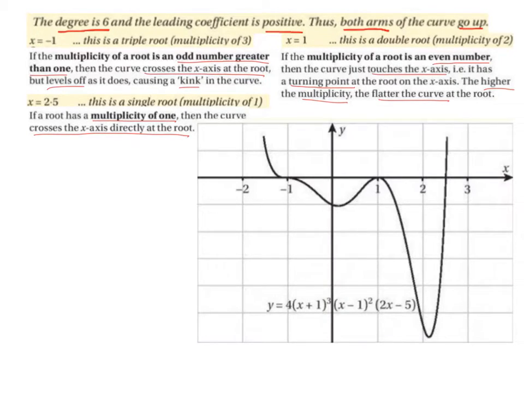At x equals -1, we cross the x-axis and it levels off, forming a kink. At x equals 1, we have an actual turning point on the x-axis. And at 2.5, the curve crosses the x-axis directly at that root.